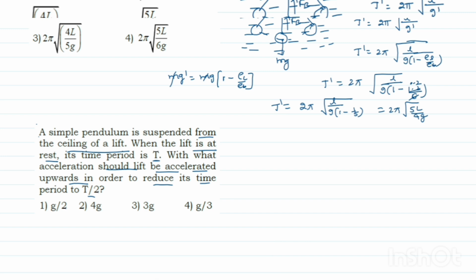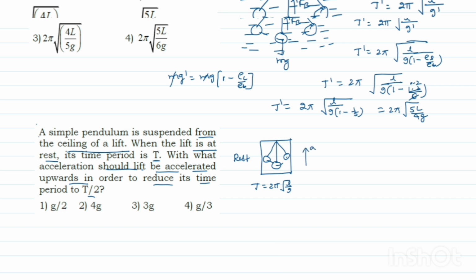So here a simple pendulum suspended from the ceiling in a lift is given initially. Imagine this is a lift, and you are suspending the pendulum freely inside it. When the lift is at rest, the time period will be T seconds. It makes oscillations, and the time period of the simple pendulum will be 2π√(L/g). Now, with what acceleration should the lift be accelerated upwards in order to reduce the time period to T by 2?